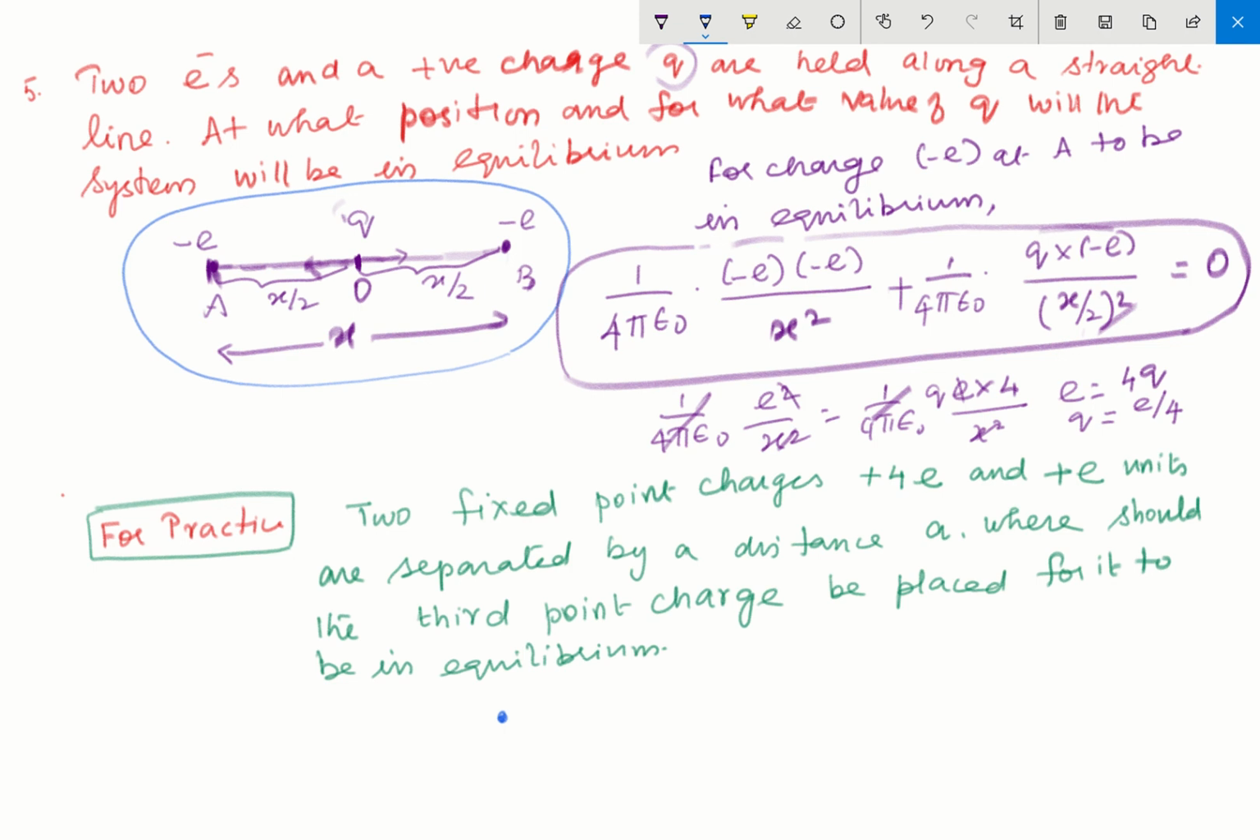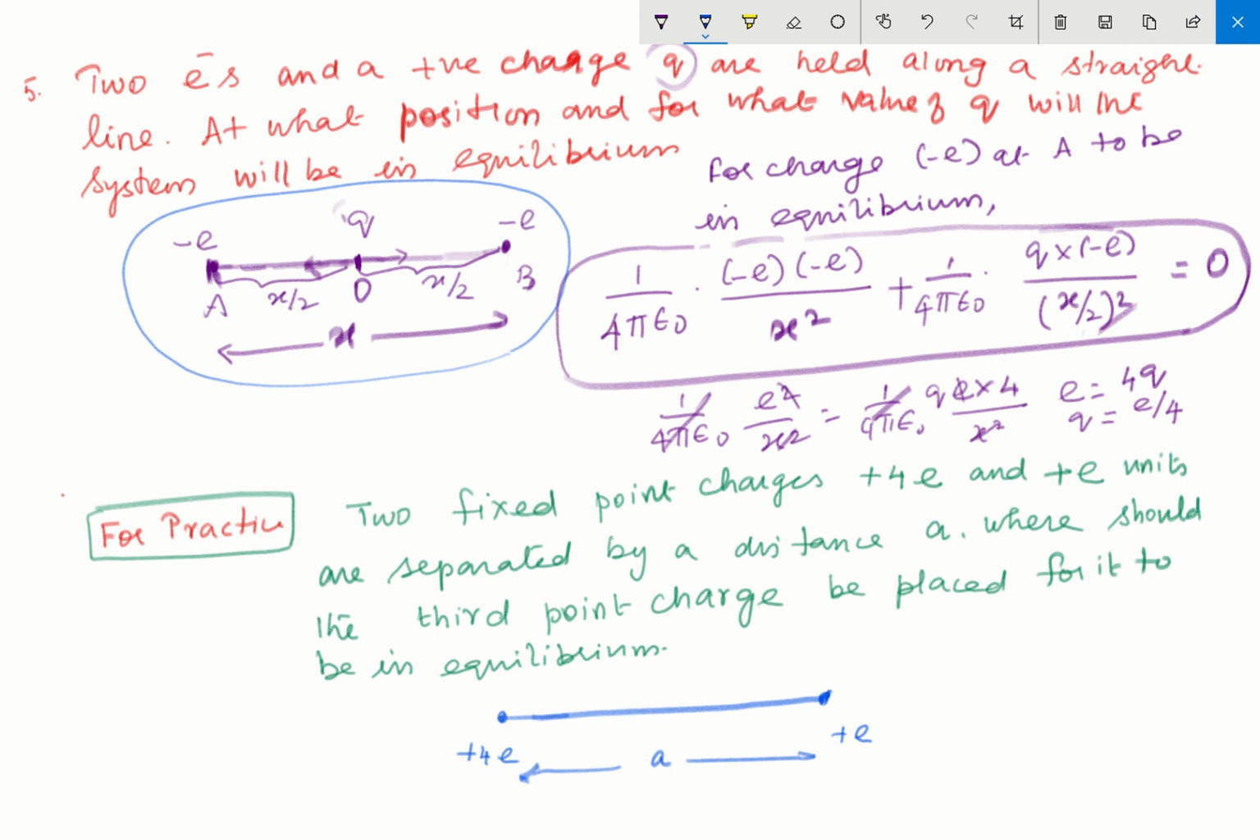Therefore, here is plus 4E and here is plus E. Now I want to know where the third charge should be placed, the distance of separation being A. Now diagram also I will give you. Third charge has to be placed so that the net force on the third charge due to plus 4e and plus e should be equal to 0.